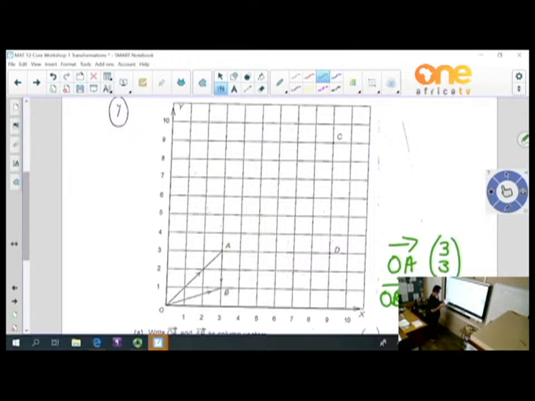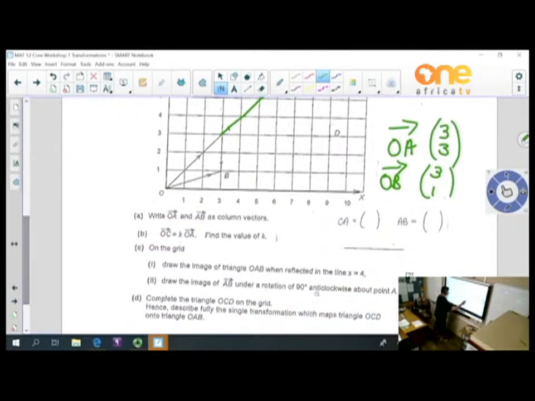The next one says OC is k times OA. Find k. So here's C now. If we join these points, from O to C, then we have the vector OC. Now we said OA was (3, 3). Let's read off OC. This one is (9, 9). Can you see? So that is why k is going to be 3, because I've multiplied it by 3.